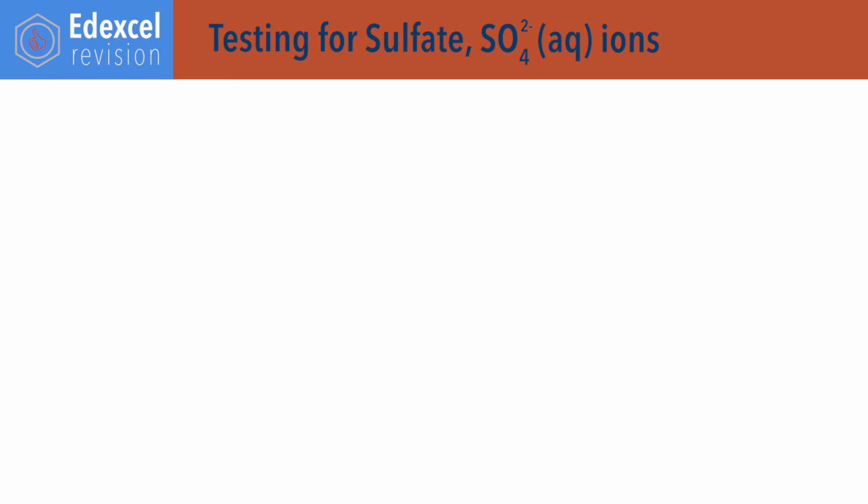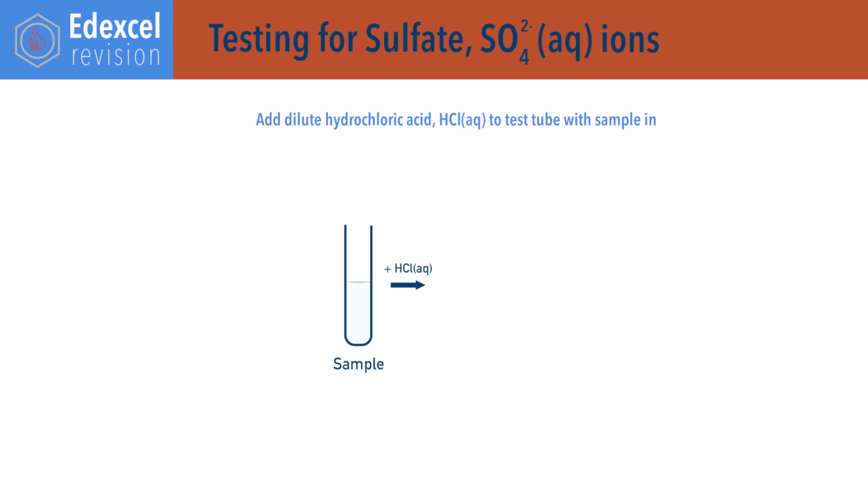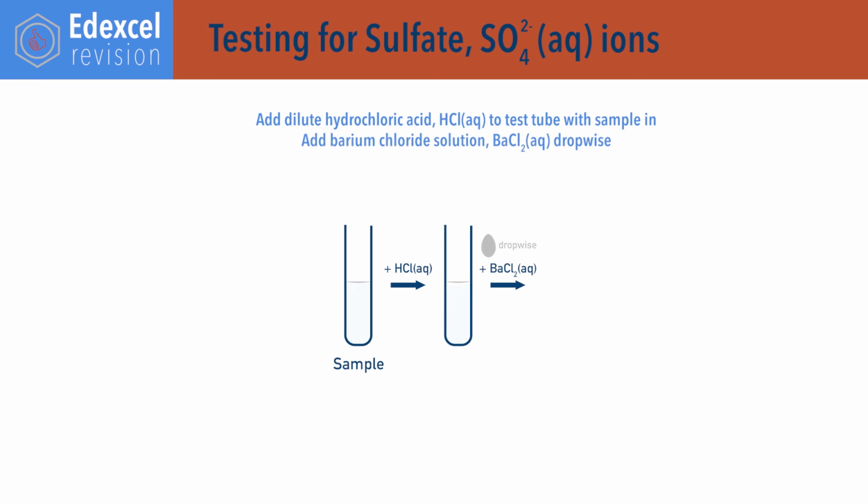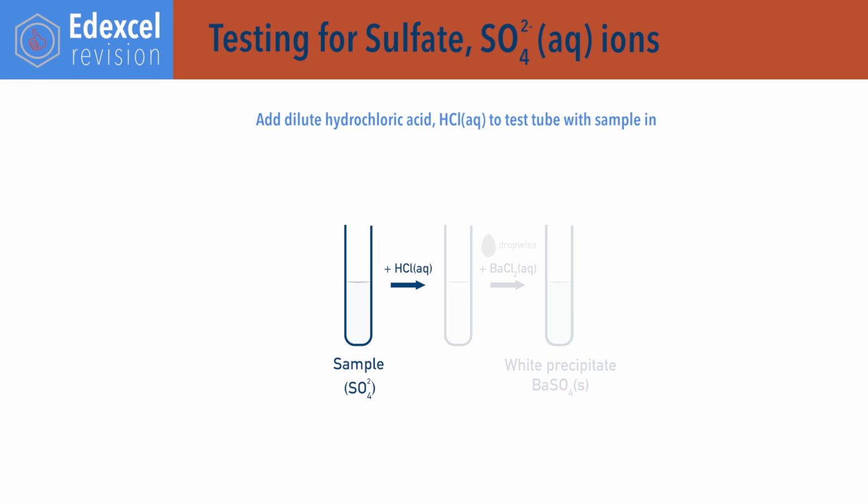Aqueous sulfate ions, SO4 2-, can be identified by using hydrochloric acid and aqueous barium chloride. Hydrochloric acid is added to the sample solution in a test tube before barium chloride is added dropwise. If the sample solution contains sulfate ions, a white precipitate of barium sulfate, BaSO4, will form. Hydrochloric acid is added to the sample solution first to help react with and remove any other impurities that may cause a precipitate to form.